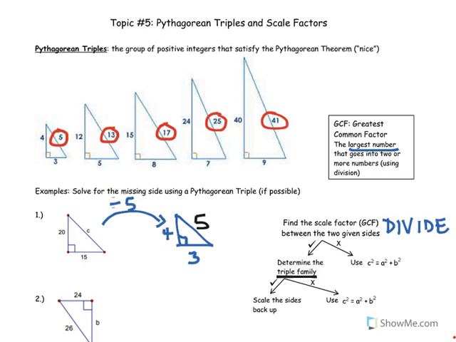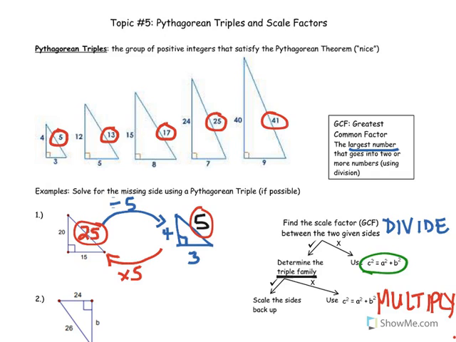And then the last step is to scale this triangle back up. If I divided by 5 here, I'm going to then multiply. So 5 times 5 gets me 25, and there's my missing side, and that's my answer. Notice, if we ever get to a point where this doesn't work, where we can't divide or find a triple, we can always still use the Pythagorean theorem. Remember, that's always something you can rely on.